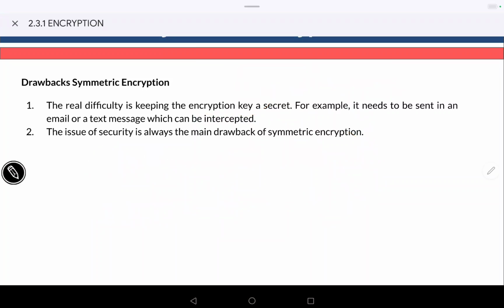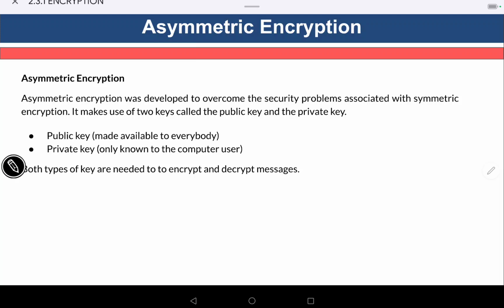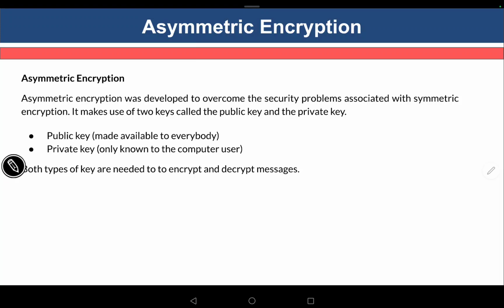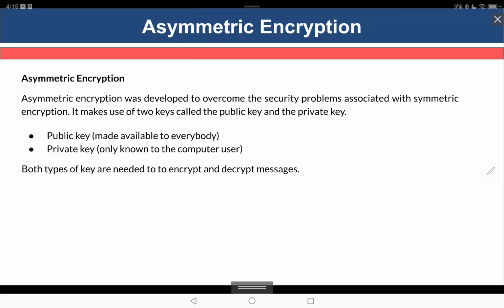So to solve this problem, we use asymmetric encryption. Now, this method was developed to overcome the security problems with symmetric encryption. Now, how does this work? It works by making use of two keys called public and private key. So every user will have a public and private key.